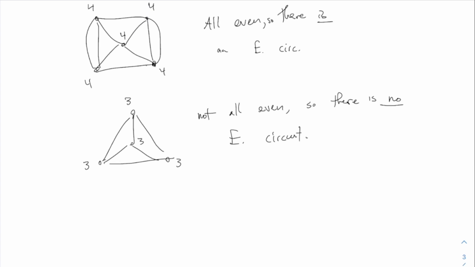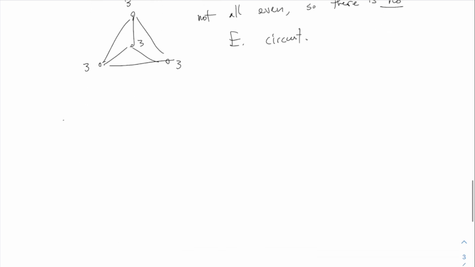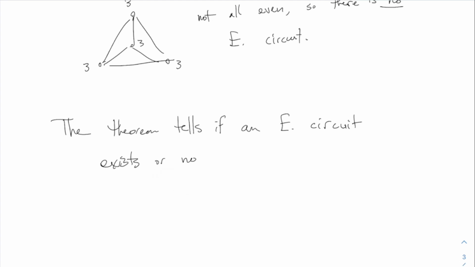Yes, can I say one thing about Euler's theorem? It tells you if there is an Euler circuit or not. It doesn't actually tell you where it is, how to draw it. Like what I did before, I was drawing it in there. Euler's theorem doesn't tell you that. So the theorem tells if an Euler circuit exists or not. It does not say where it is. All right, so that's a separate thing that we need to talk about. But the theorem tells you if an Euler circuit exists or not.